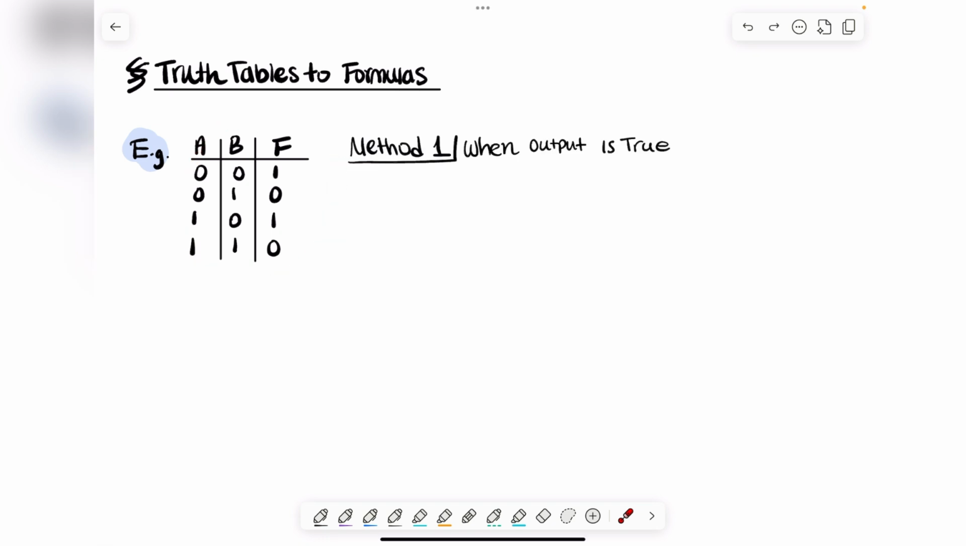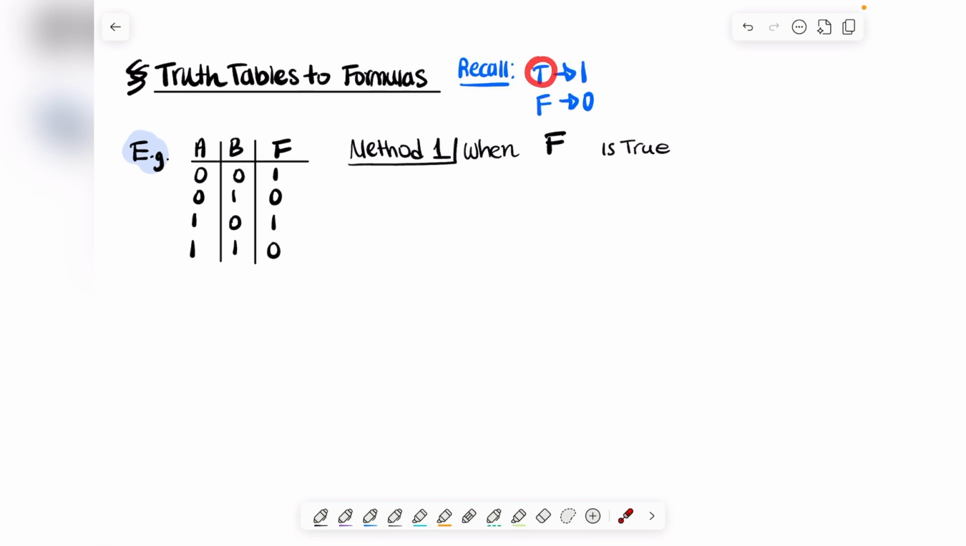The first method is to find all of the cases when the output is true. What's the output? F. This could have been Y, it could have been R, it could have been whatever variable, but we're going to replace this with F. Recall that true means 1. So if we're looking for when F is true, we're really looking for when F is 1. So F is 1 here and here. So instead of defining our output to literally be the list of all possible outputs, 1, 0, 1, 0, we can define our output as all of the cases when our output is true.